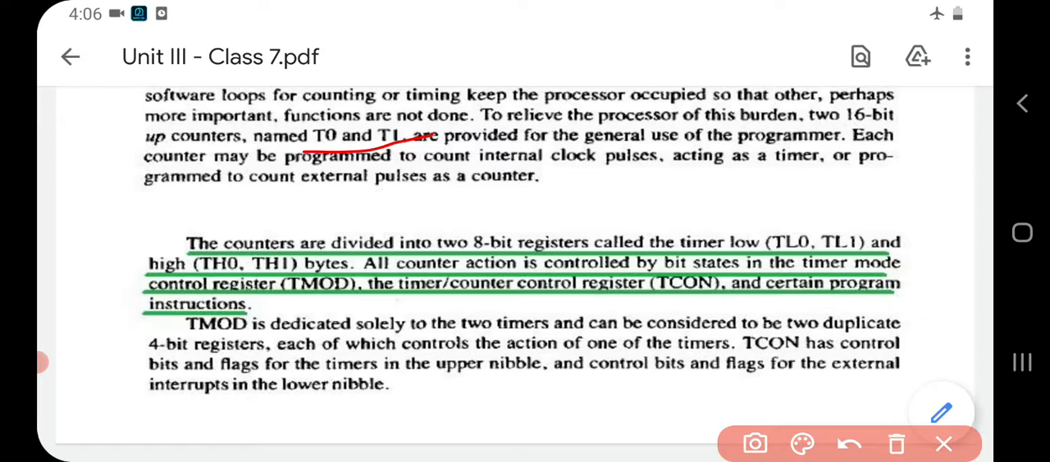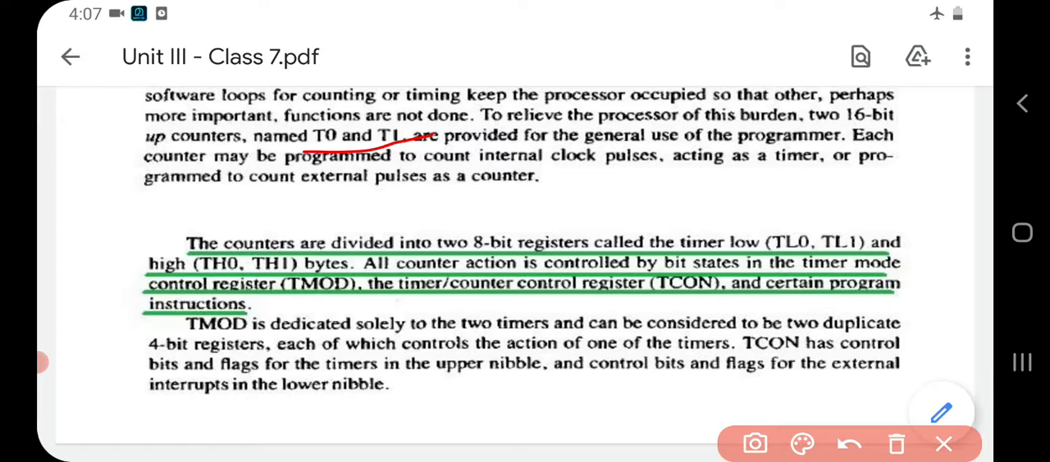When it is acting as a timer, it has to be programmed accordingly. Sometimes, if you want it as a counter, it can also be programmed as per our wish. If we want it to function as a timer, we can also program it according to our wish. So both of them are programmable, which means they are of general purpose use.